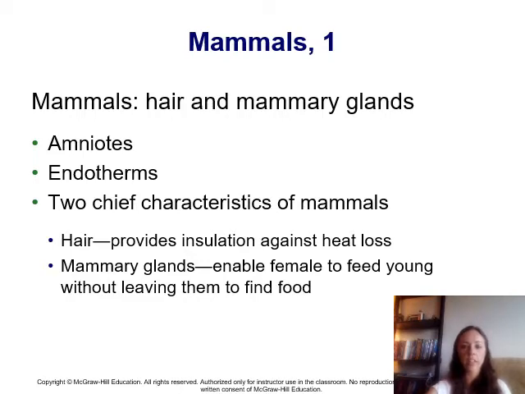The two defining characteristics of mammals are going to be the hair and the mammary glands. Both are going to serve as protection for the mammals. The hair provides insulation, and the mammary glands protect the young because the mothers don't have to leave the baby to find food. The mammary glands also tell us something about the development of the infants. Because mammals feed their young, babies take longer to develop, and mammals don't have as many babies per litter.